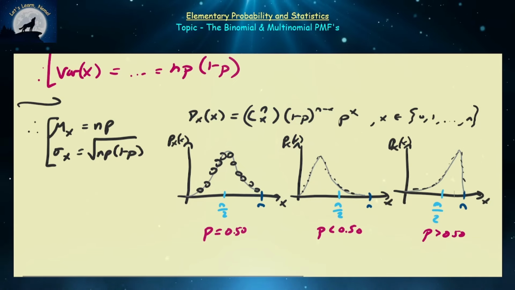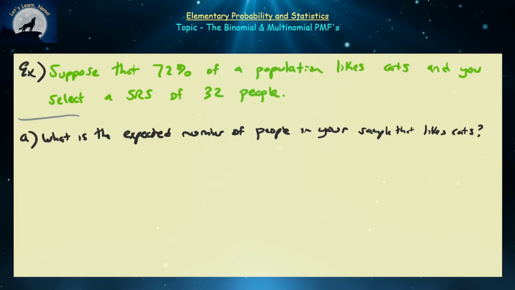Now let's get into a practical example on how this can be used in real life. Suppose that 72% of a population likes cats, and you select a simple random sample of 32 people from it. Before we proceed, it's very important for me to point out that this probability of success, quote unquote, that of liking cats, is a percentage, not a ratio. In the population, we do not necessarily know how many people are in that population, nor do we know the exact number of people that like cats within that population. Now, what is the expected number of people in your sample of 32 people that like cats?